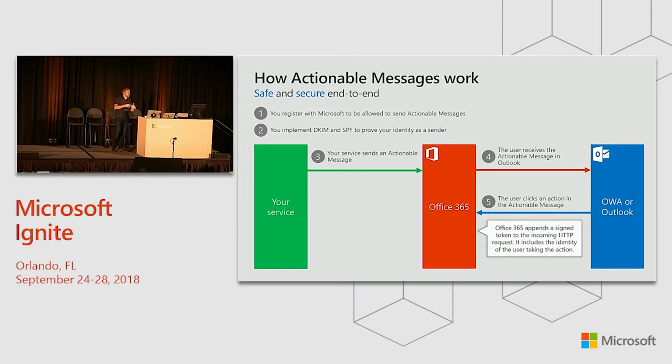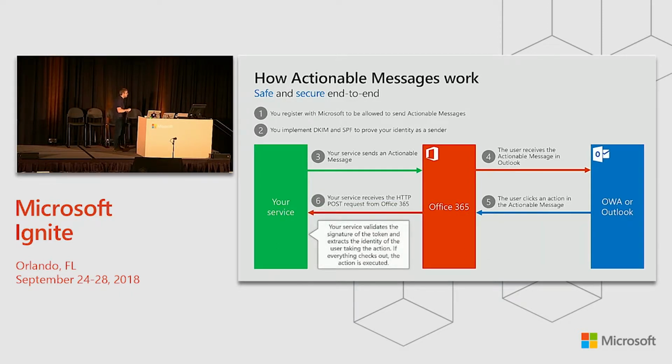In addition to that signature, we're going to encode the identity of the Office 365 user that is taking the action so that you know who is doing what. Then we're going to forward that to your service. You're going to validate the signature. You're going to do all the checks that you need to do.